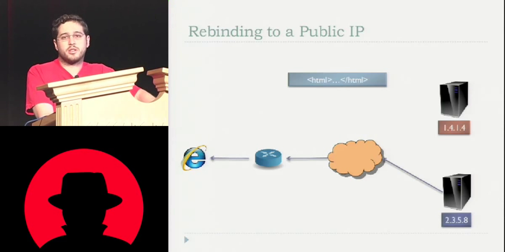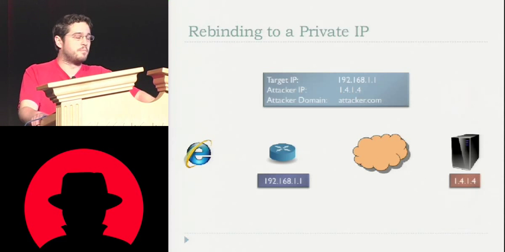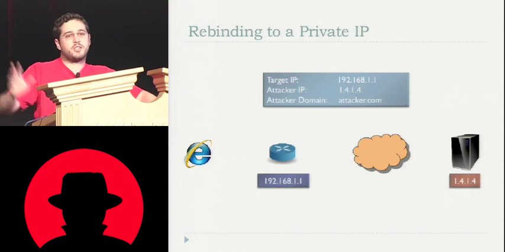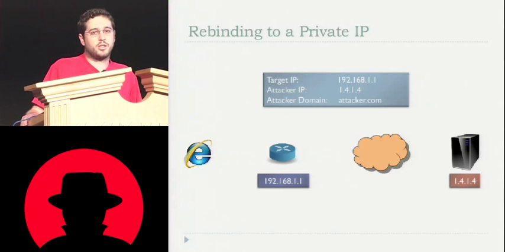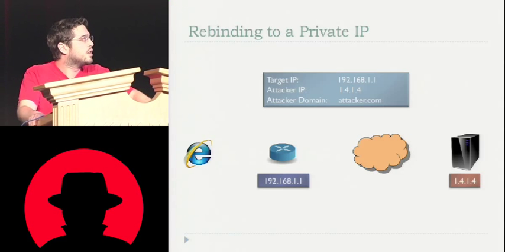This has always worked. There's never been anything to stop this from happening. And there's certainly security issues that arise from this. But the real threat has always been attacking the internal LAN. So I don't want to go after some public web server. I want to go after the client's router. I want to get access to the router's internal interface. So this is the same scenario, but instead of attacking a public IP, the attacker is going to try and rebind to 192.168.1.1.